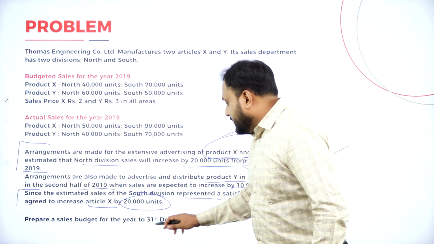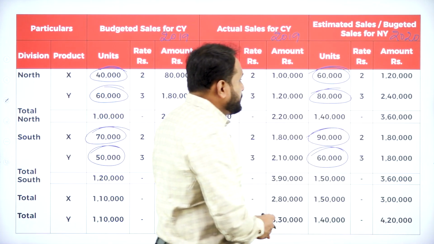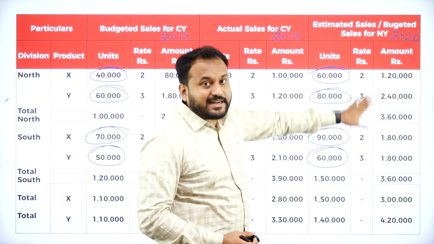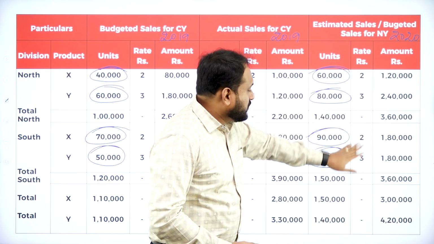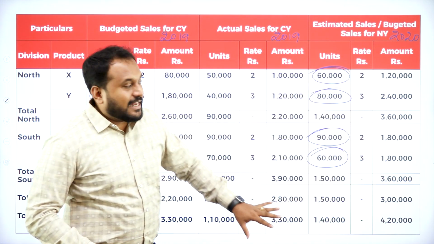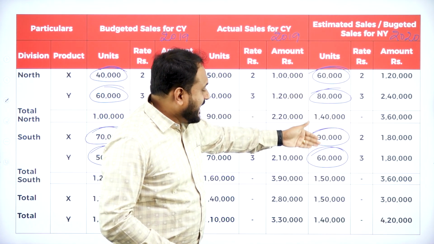Prepare a sales budget for the year 2020. Done. So for 2020 we are supposed to do it. That means they have not changed the rate, so the rate will remain the same. 2, 3, 2, 3. Then go with it. The same calculation. How will you go with it? 60 plus 80. Done. 90 plus 60.